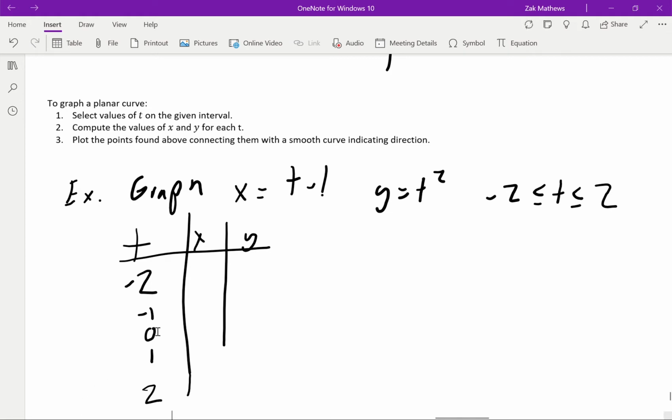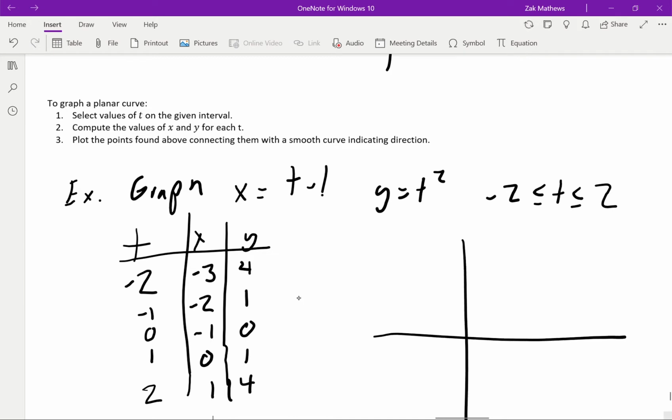So now I'm just going to plug in -2. Plug into the x: -2 minus 1 is -3. Then I'll plug it into the y: -2 squared, 4. -1 minus 1, -2. -1 squared, 1. 0 minus 1, -1. 0 squared, 0. 1 minus 1 is 0. 1 squared is 1. 2 minus 1 is 1, and then 2 squared is 4. So we notice the y's repeat, and that kind of makes sense because it's quadratic. The x's didn't. That's linear, so those both make sense.